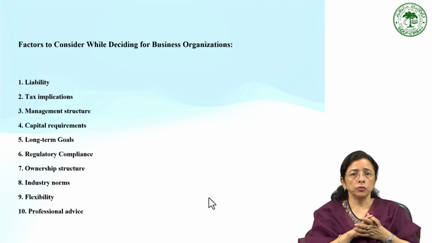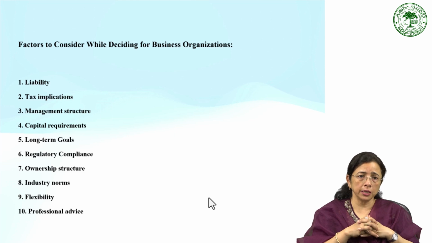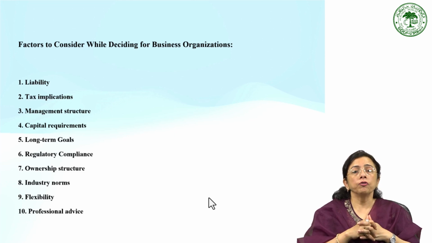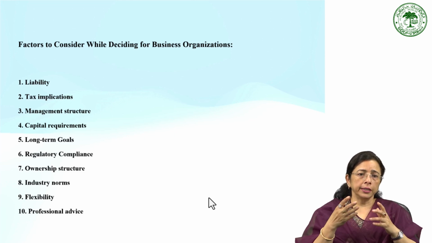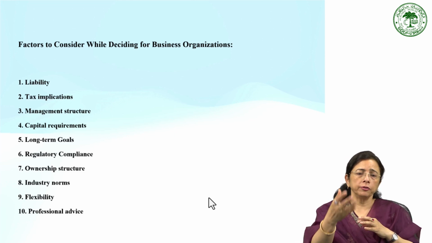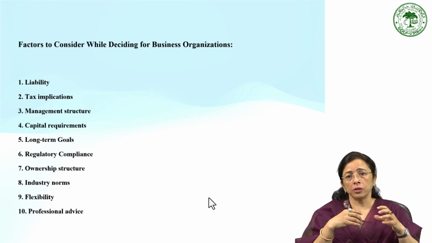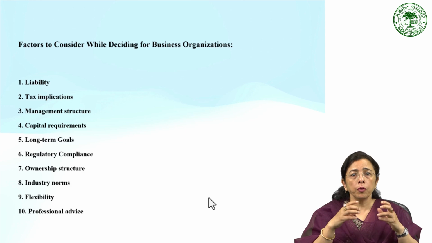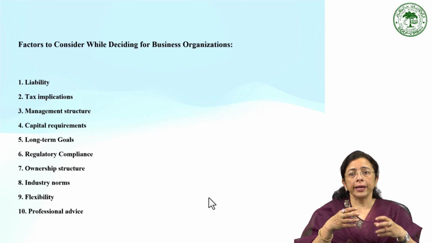Now let us come to the next part, that is, what factors should be considered while deciding on a business organization. Here there are 10 factors which are important enough. Apart from this, we have more, but first we will discuss these. The choice of business organization is a very important and sensitive decision that must be consistent with the nature of your company, its aim, and the regulatory environment.